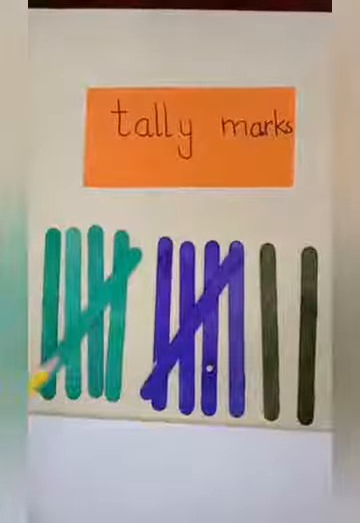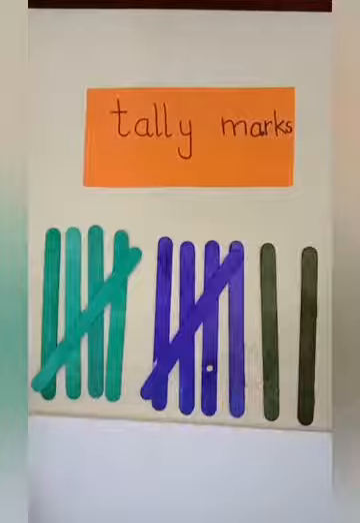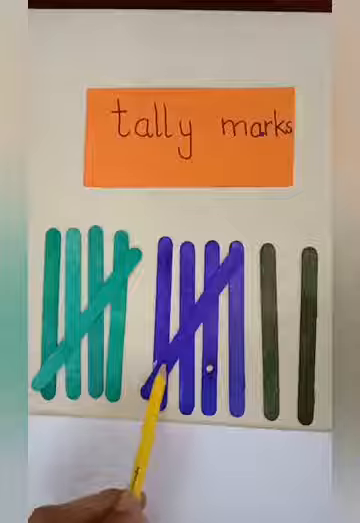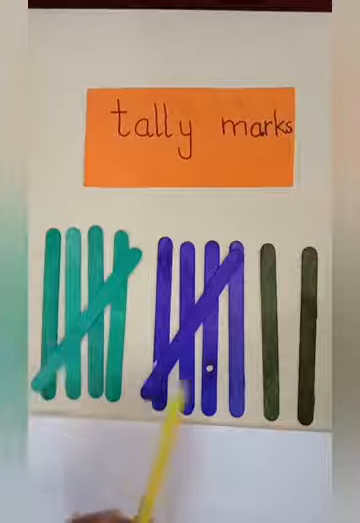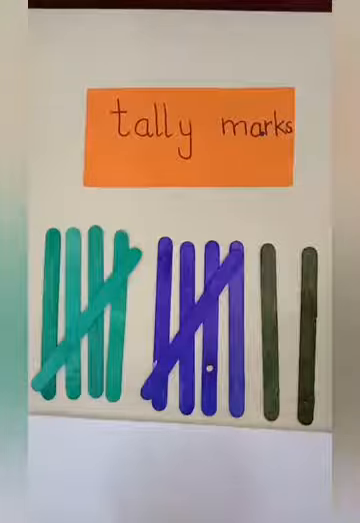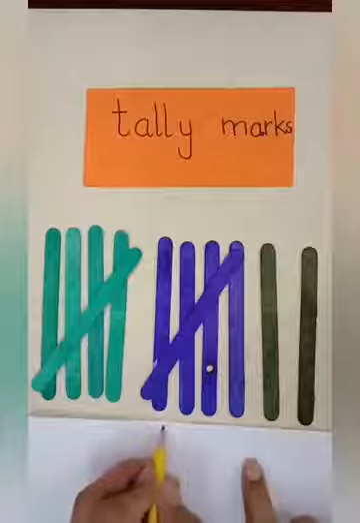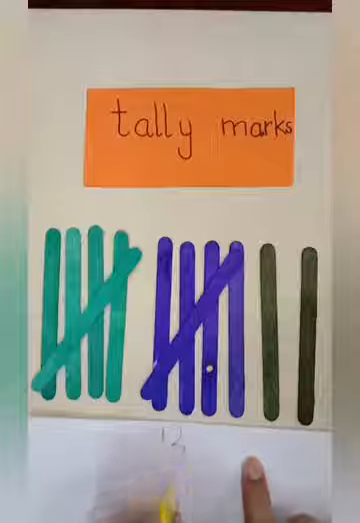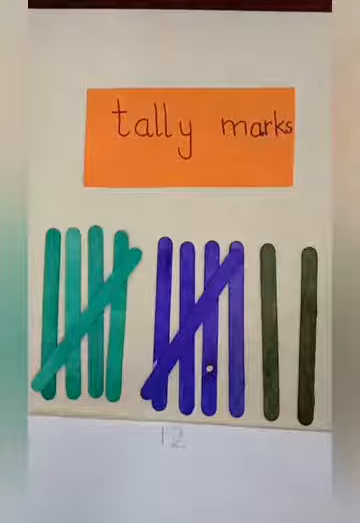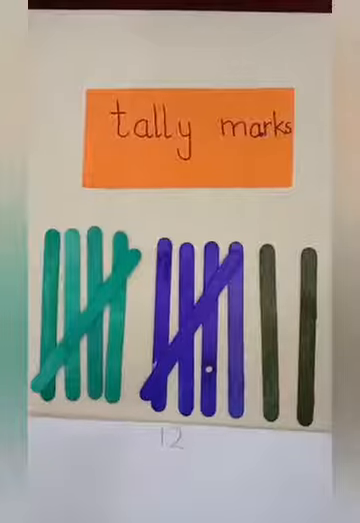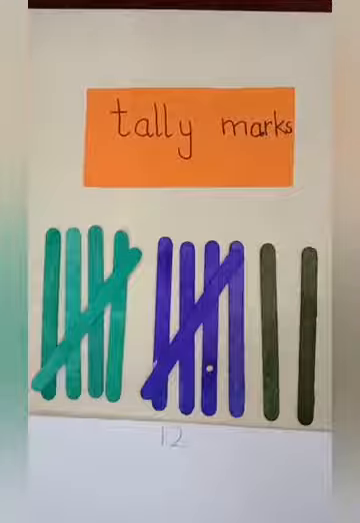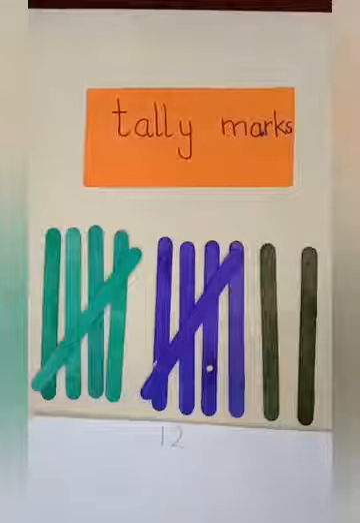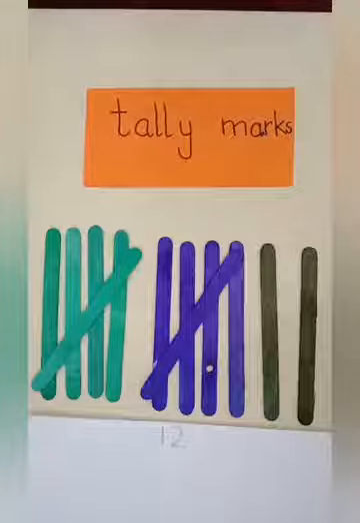Now here we have to count the tally marks. So let's count. This is a group of 5. Group of 5, 5, 10, 11, 12. So which number will come? Here we will write down 12 like this. Okay. This is called a tally mark. What do tally marks do? Tally marks are used to count and they make the counting easy.